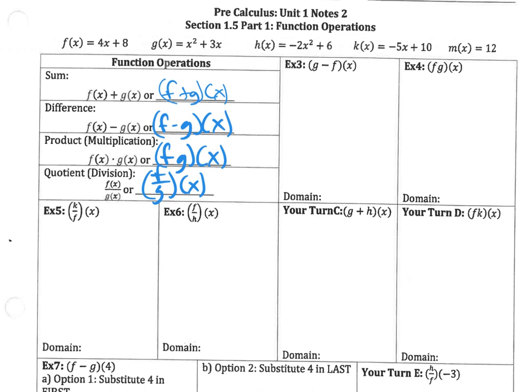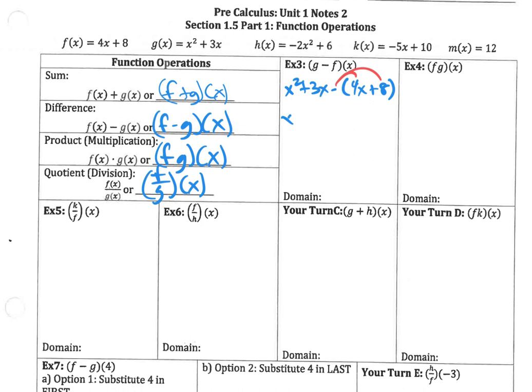For our first example here, you see that we have g minus f of x, so we're going to go ahead and subtract f from g. I'm going to start by writing down function g, which is x squared plus 3x. And then I'm going to subtract, and I'm going to be careful here because I'm subtracting the quantity f of x. I'm going to put it in parentheses. And we're going to need to make sure that we distribute that negative sign. That way we don't miss out any changing of signs for our terms.